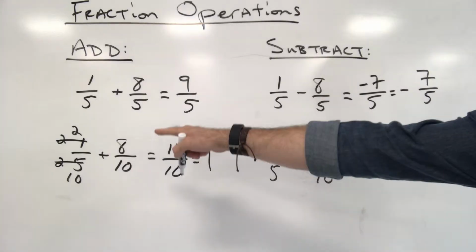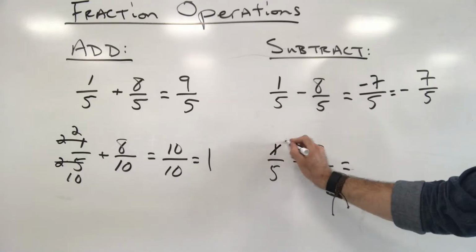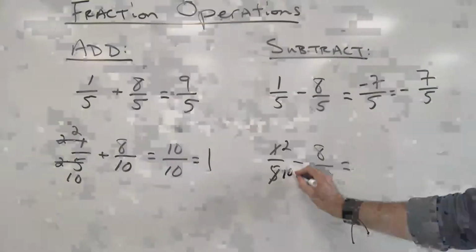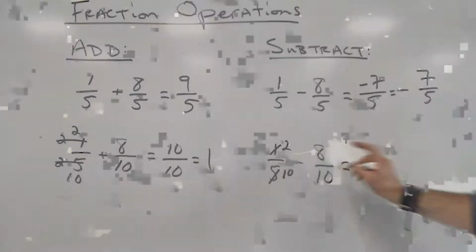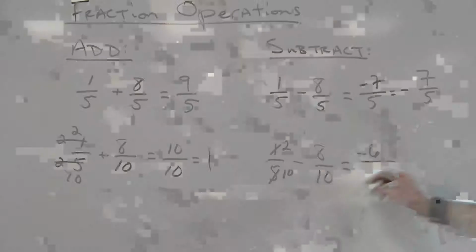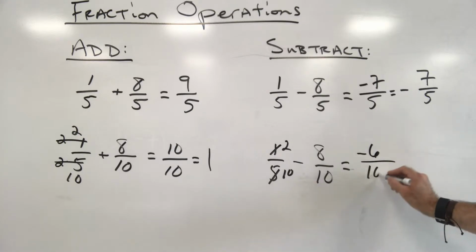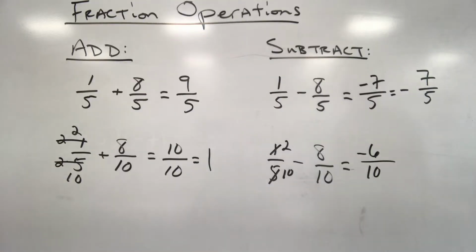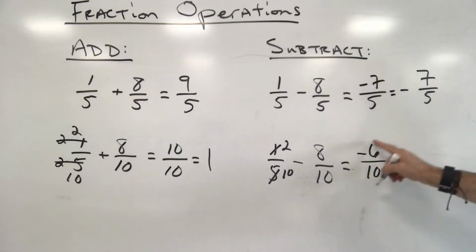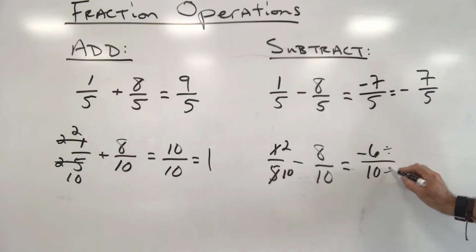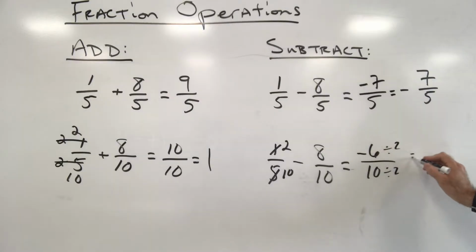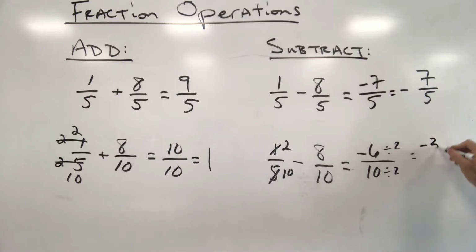Also, 1/5 minus 8/10. We know that 2/10 from our prior knowledge is equivalent to 1/5. And we do 2 minus 8, which is negative 6. And then the denominators stay the same. From here, we can simplify this fraction because both of these numbers, the largest they can be divided by is 2. And this answer will simplify to negative 3/5.